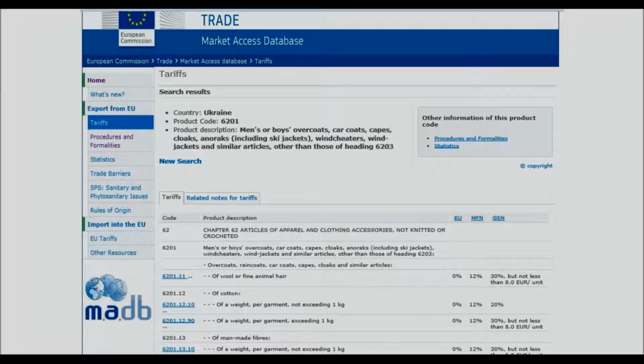Then we have in the middle MFN, most favoured nation. That applies to all members of the World Trade Organization, which includes ourselves. And then we have a special EU rate because of the free trade agreement, which, as you can see in this example, the men's and boys' overcoats, means that EU manufactured clothes will go in at zero duty, whereas most favoured nation clothes will be 12%. So there is a positive advantage.